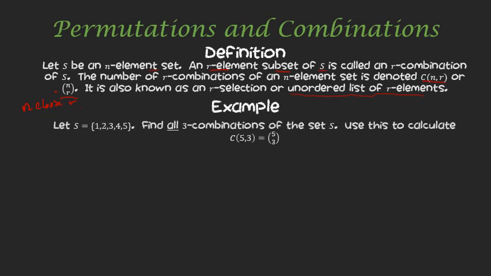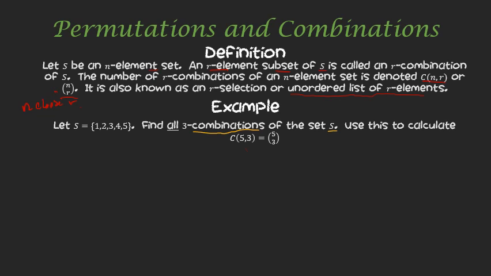So let's take a look at an example. Let S equal the set {1, 2, 3, 4, 5}. Find all 3-combinations of the set S, and then we'll use this to calculate what C(5,3) is. Remember, that'll be the number of 3-combinations of the set S. So find all 3-combinations. This is all the 3-element subsets of my set S.